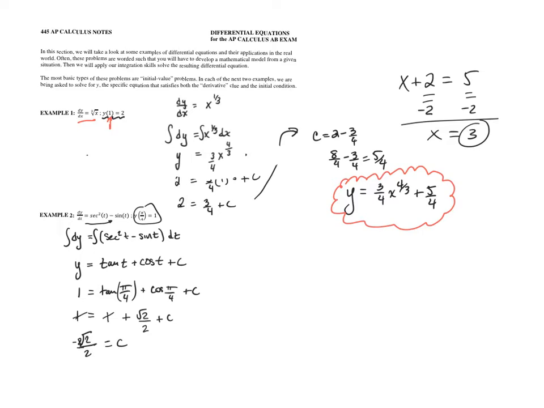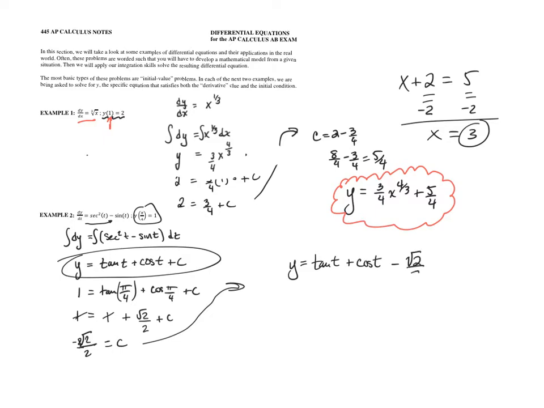And so we could use that back here in this original equation that we got and say y is the tangent of t plus the cosine of t minus root 2 over 2. And that is, again, if we wanted to check that solution, if you take the derivative of this, you should get back to this. And if you plug in pi over 4 for the t's, you should get 1 for your y value. I can maybe leave that to you.